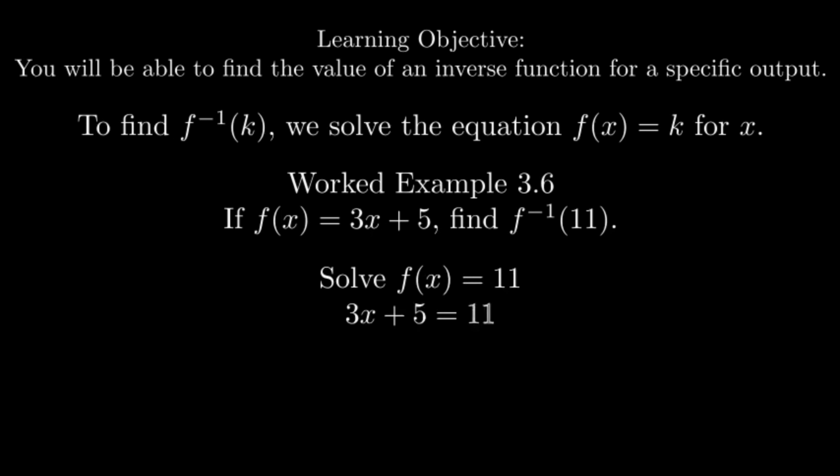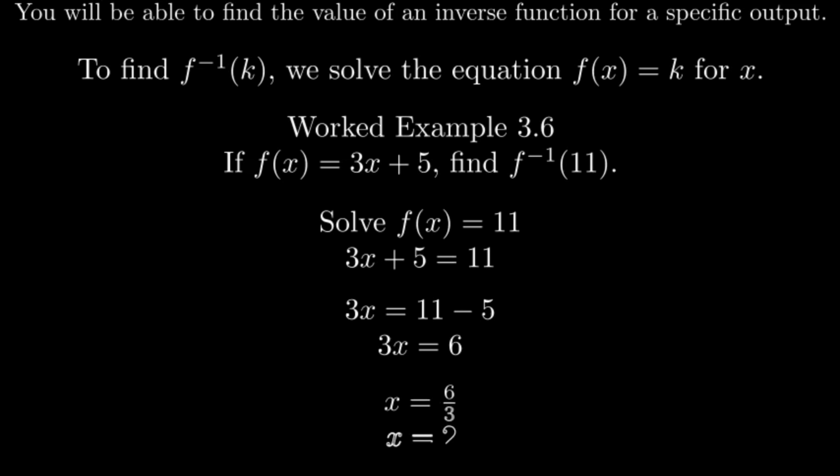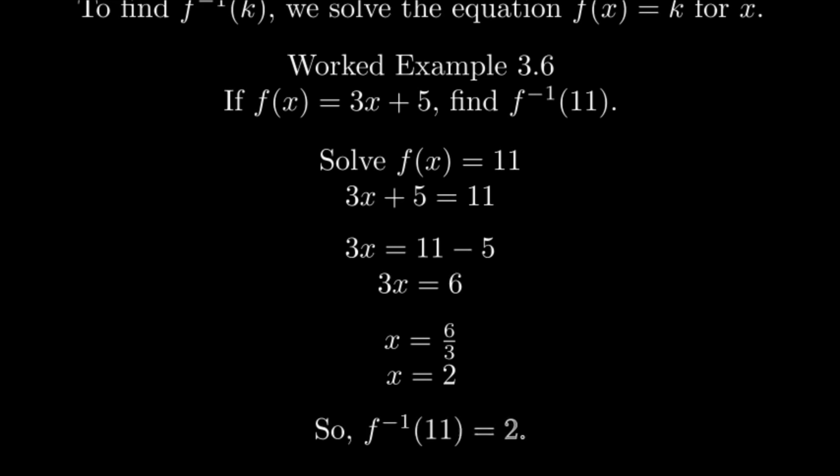So we set up the equation 3x plus 5 equals 11. Now we just need to solve this simple linear equation for x. First, we subtract 5 from both sides. That gives us 3x equals 6. Then we divide both sides by 3, and we find that x equals 2. Since an input of 2 gives an output of 11 for the function f, that means the inverse function must take 11 and give back 2. Therefore, f inverse of 11 is 2. We have found our answer.